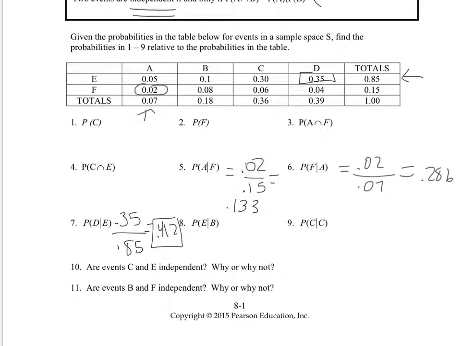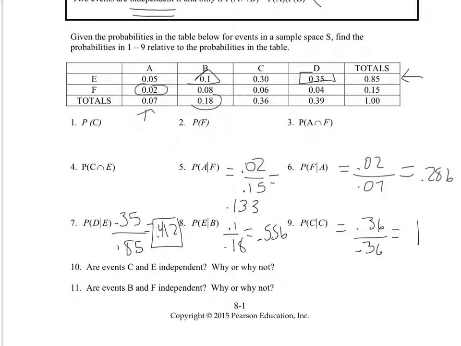All right, the probability of E given B. So I look in the table, here is where E and B intersect. So I'm going to have 0.1 on top, divided by the probability of B. And the probability of B is right here, 0.18. Simplify that, you end up with 0.556. And the probability of C given C, well, that means we have 0.36 divided by 0.36, and anything divided by itself is the number 1.